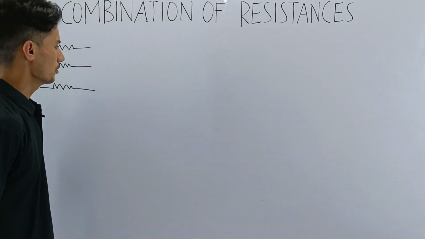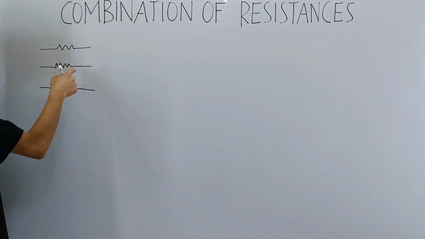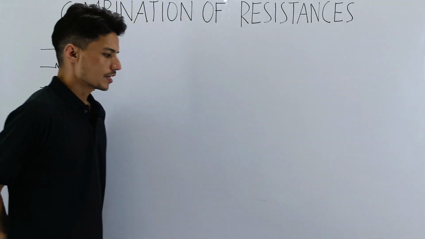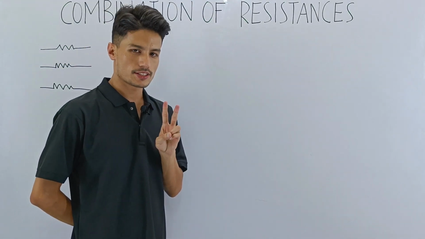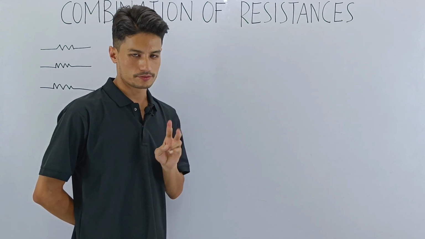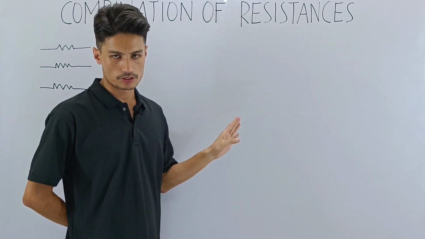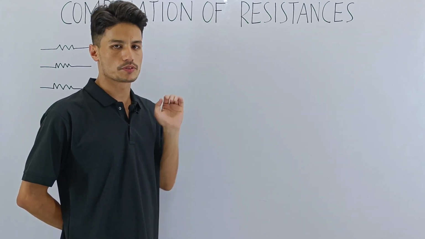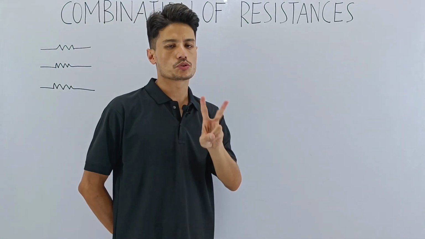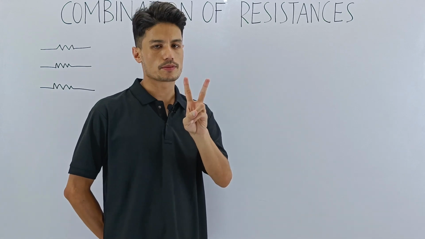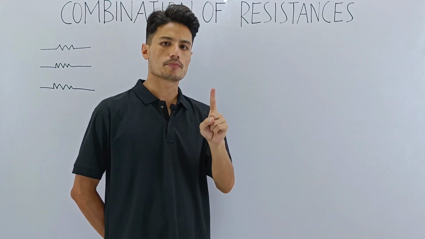Now I have drawn here three resistances: resistance 1, 2, 3. Now, there are two ways to arrange resistances. Before I forget, grab your notebook, grab a pen or a pencil, and write down the notes, okay? Because this is going to be very useful to you. There are two combinations available for resistances. Resistances can be combined in series and resistances can be combined in parallel.